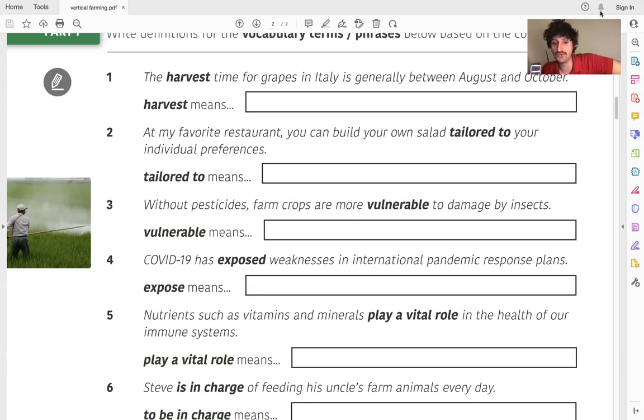COVID-19 has exposed weaknesses in international pandemic response plans. Expose. When you expose something, you reveal it. You open it so everyone can see it. You expose.